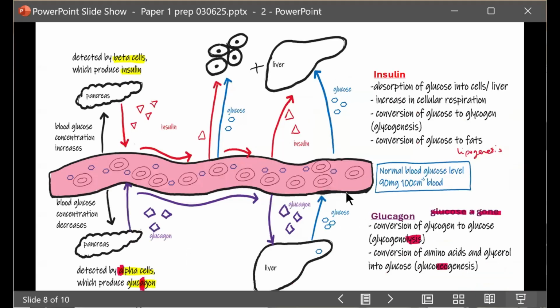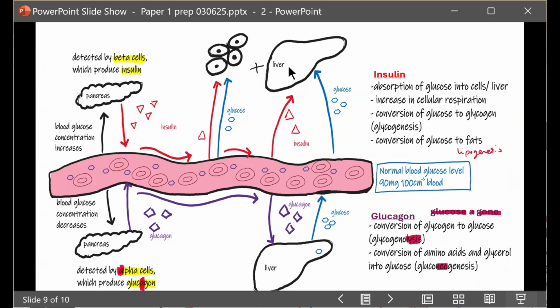And so therefore, just to go back here, if my blood sugar levels increase, then my beta cells secrete the insulin. If my blood sugar levels decrease, then it's glucagon. And I always think of that as glucose, agon. Glucose, get out of here.